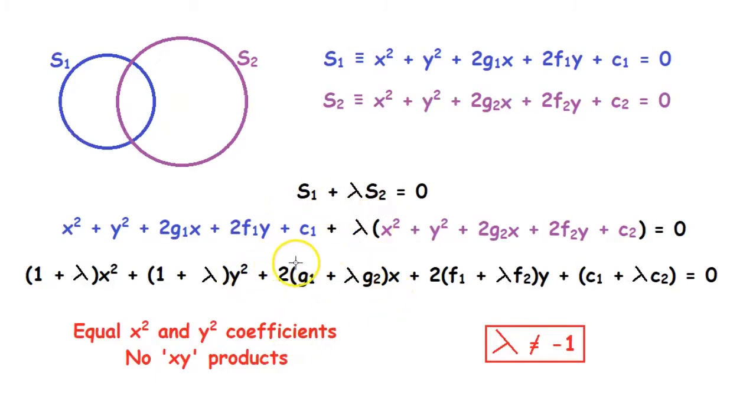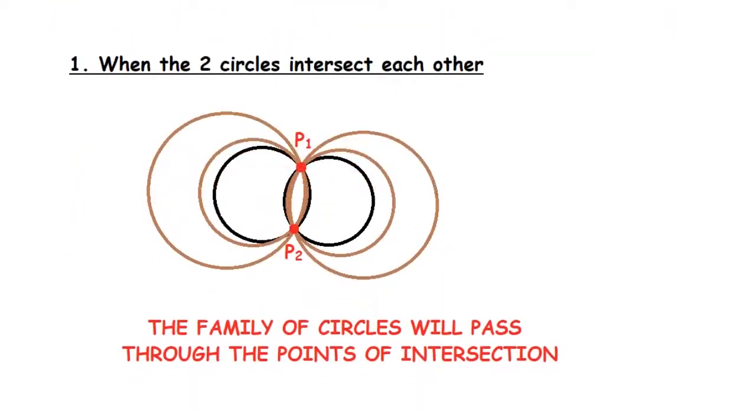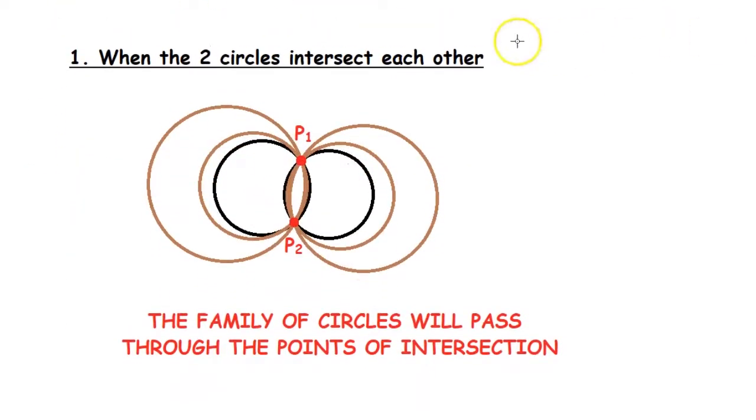So the family of circles formed by the combination of two circles is given by S1 plus lambda S2 equals 0. However, it is important to state here that lambda cannot be equal to -1, because then the coefficients of x squared and y squared become 0. Then we won't have the equation of a circle. So let's consider the two situations of the family of circles.